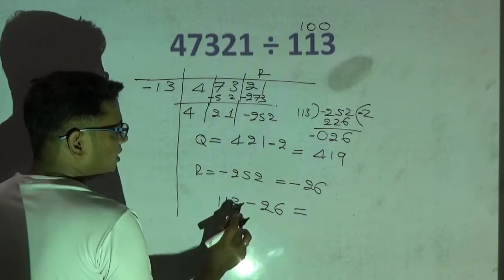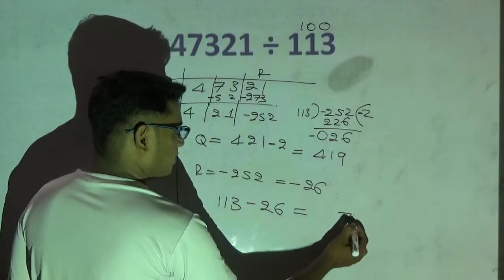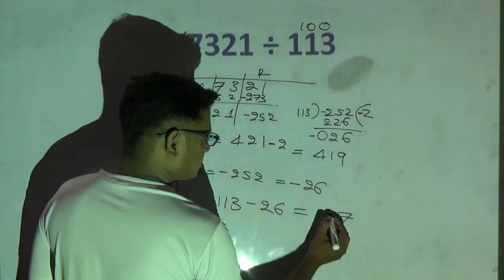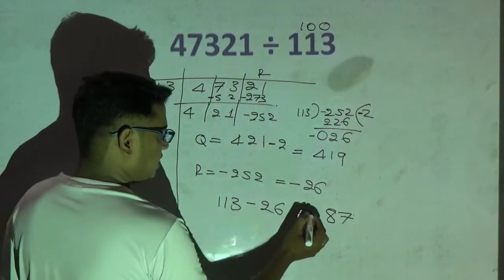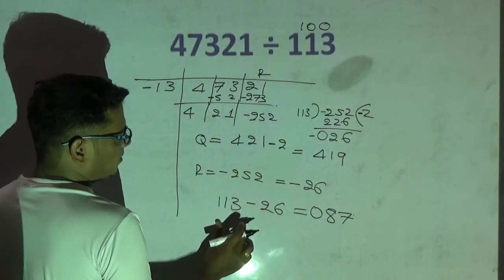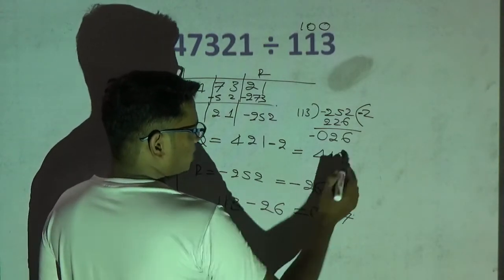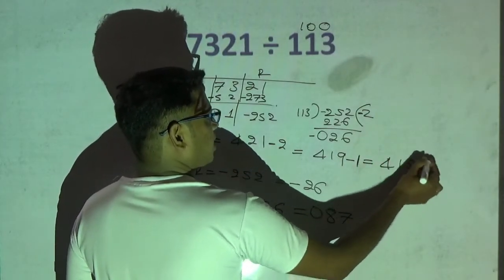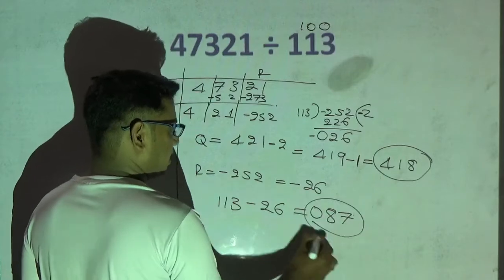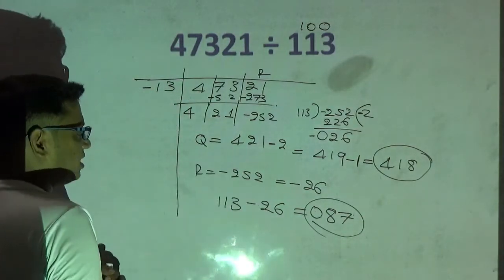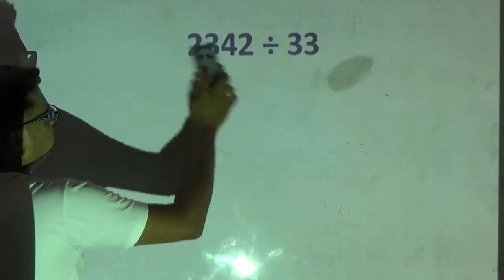Okay. 13 minus 6 is 7. Here 10. 10 minus 2 is what? 8. Okay, here 0. Now it becomes positive. After you convert the negative remainder into positive, what you need to do is subtract 1 from your quotient. So the quotient is 418 and the remainder is 87. Okay, quotient is 418 and remainder is 87.